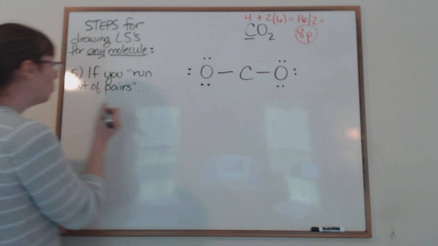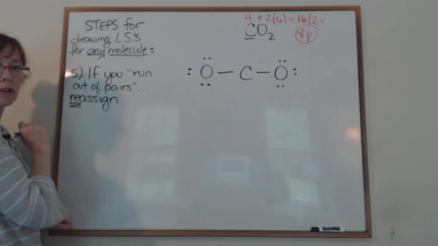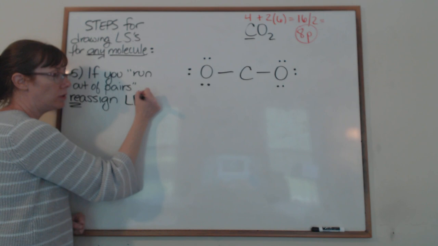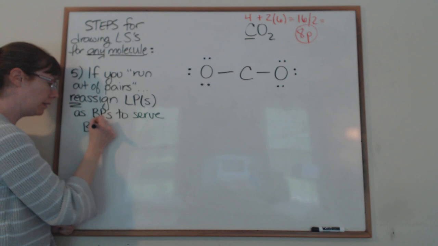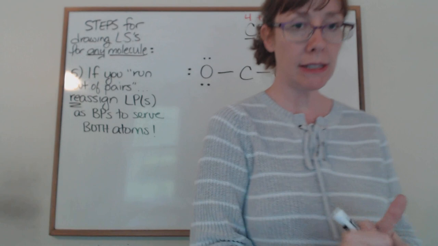What you need to do is reassign. So you're going to have to erase, reassign your lone pairs. And you might have to do this several times, but we'll see, as bonding pairs to serve both atoms. All right, so let's show you what I mean by that. It's essentially just a reassignment.